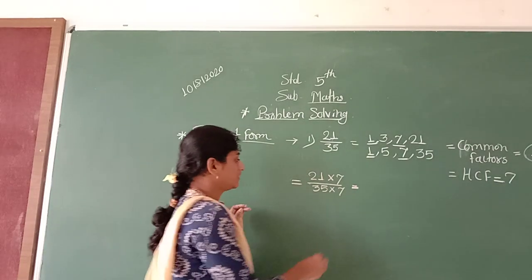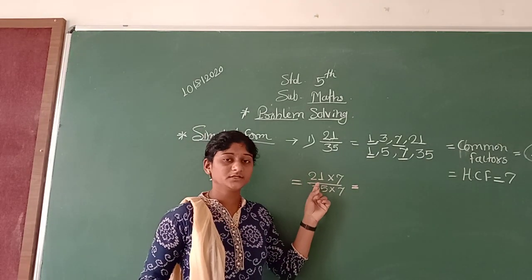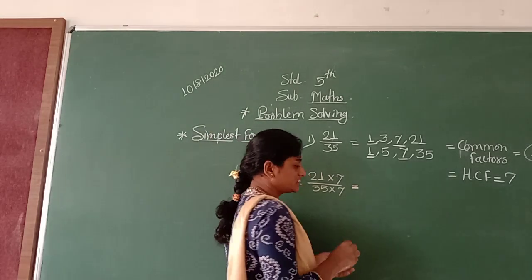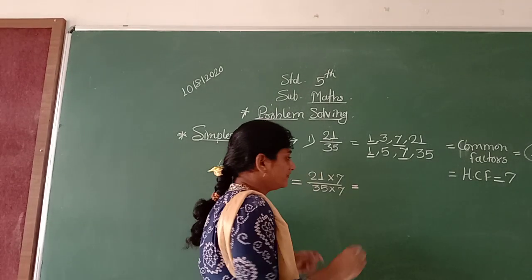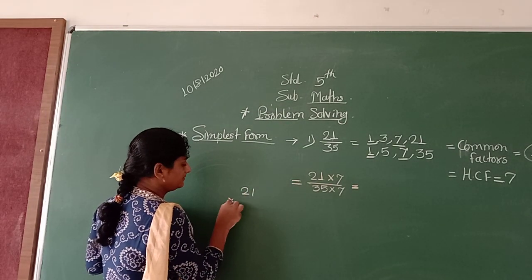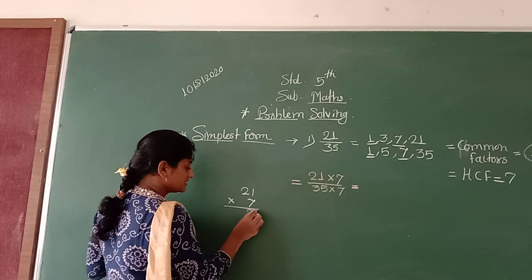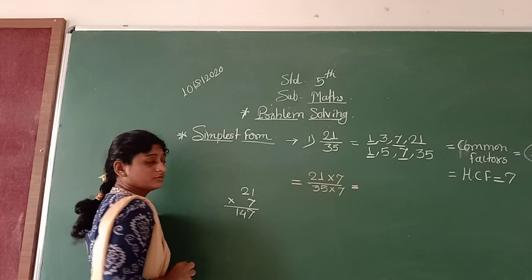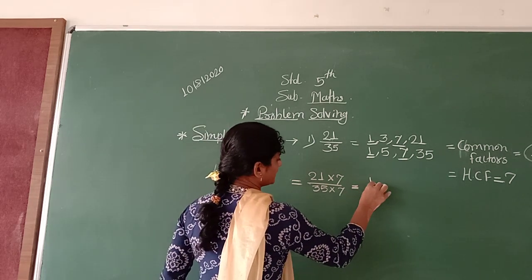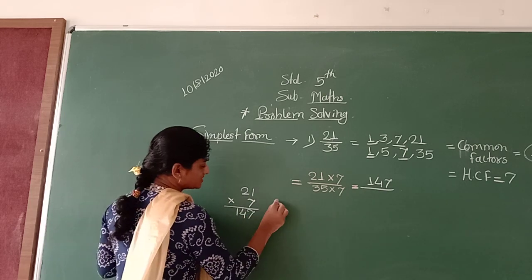Now come to solve this. 21 multiply 7. Do you know the table of 21? You have to learn, students. Okay, 21. If you don't know, then you can use this formula. Rough work is there. I do here rough work. 21 multiply 7. Formula you can use this. See 7 1s are 7. 7 2s are 14. It means 147. You can write here 147 downside.